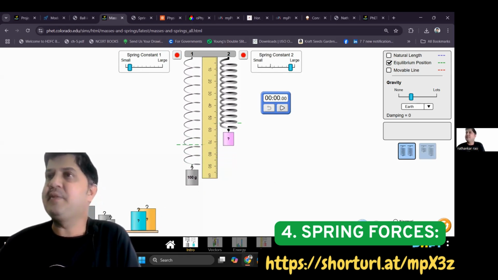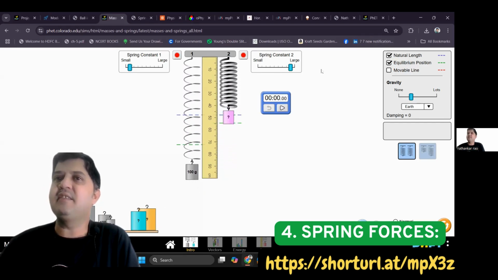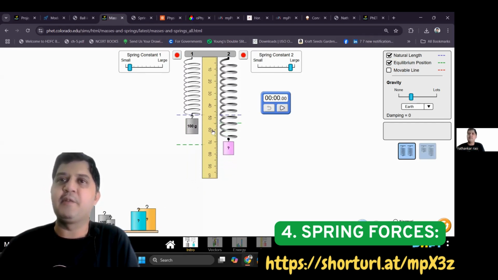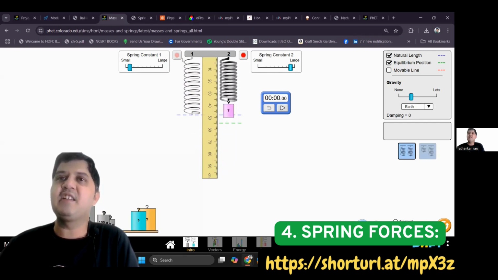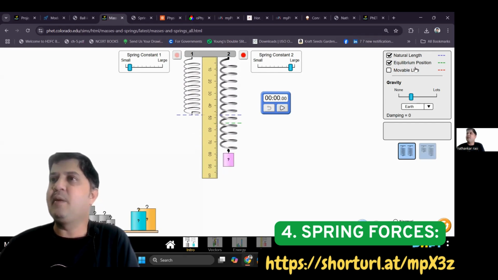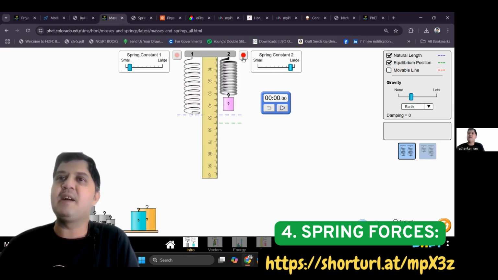And so this we have seen, natural length. This is your natural length, the natural length of the spring. That means what? If the mass is not connected, this is the actual length of the spring. Equilibrium position is the mean position when the mass is attached to it. To what extent does it go? From here, whatever length it goes, movable line.